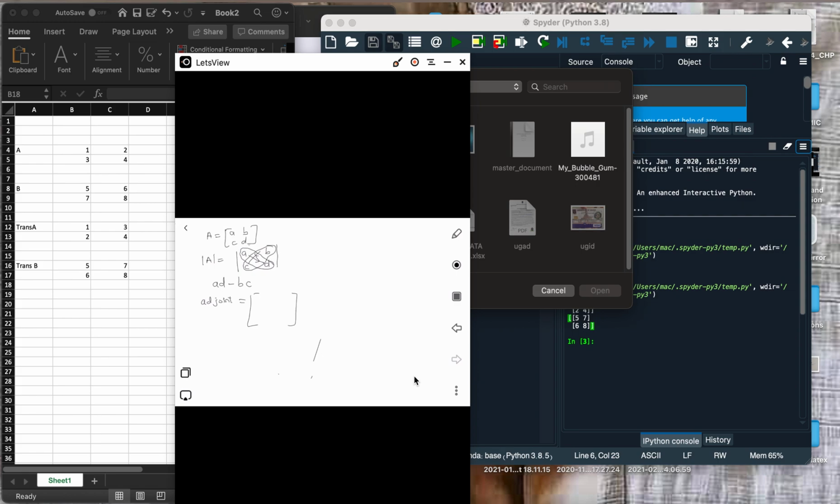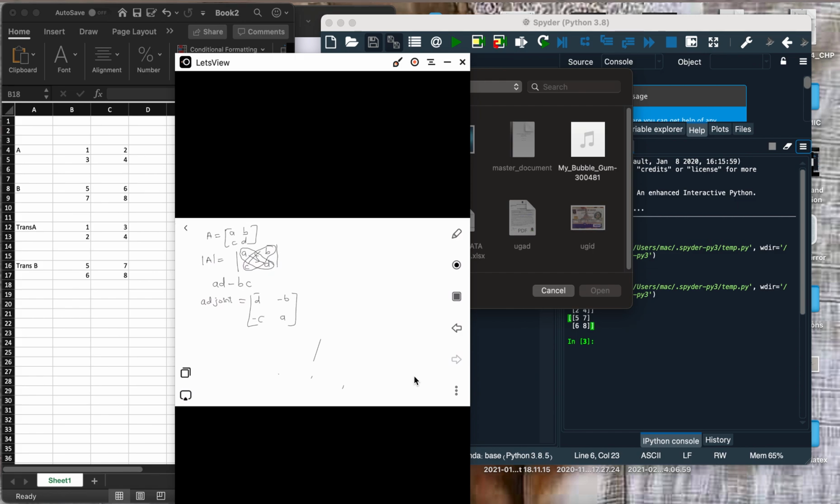we swap the positions of components on the leading diagonal, and negate the components on the other diagonal. So instead of the leading diagonal being AD, we now have DA. Then instead of having B here, we're going to have minus B. Instead of having C here, we're going to have minus C.